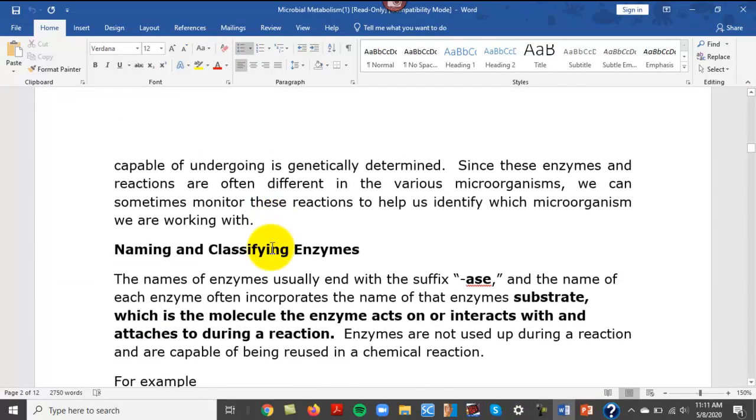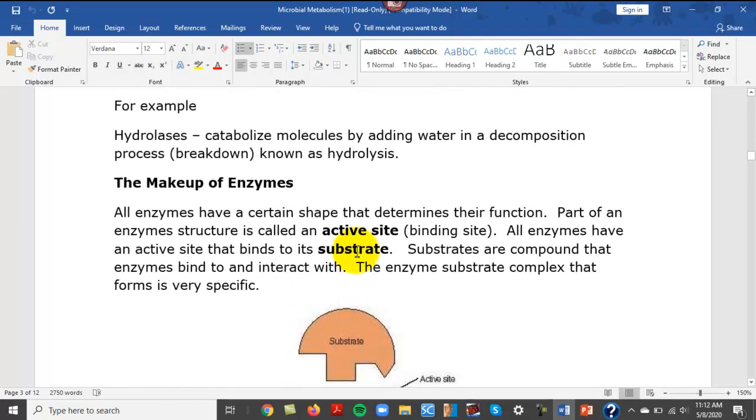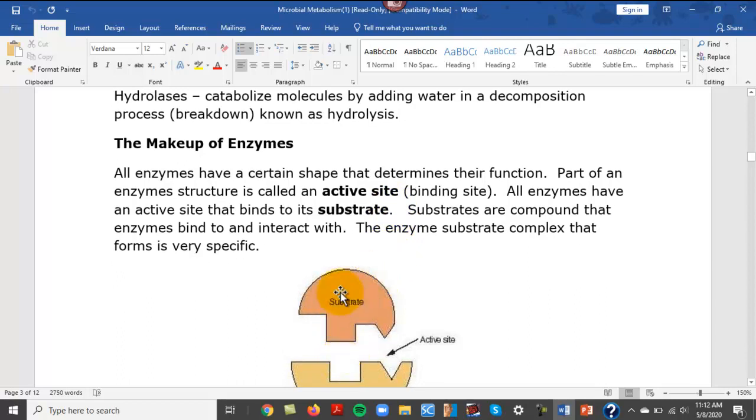So here's a much simpler diagram. See the enzyme here? Now, the area called the active site, it's actually trying to point to this and also that. But like I said, enzymes have a certain shape. Now, a substrate is the compound which enzymes act upon. All enzymes have a certain shape. Part of the enzyme is called the active site. It's actually a binding site, and that's the part where it binds to its substrate.